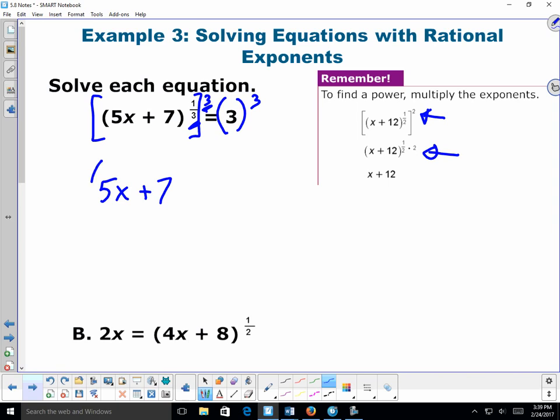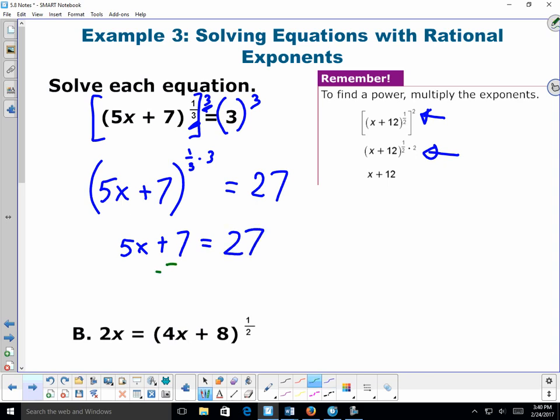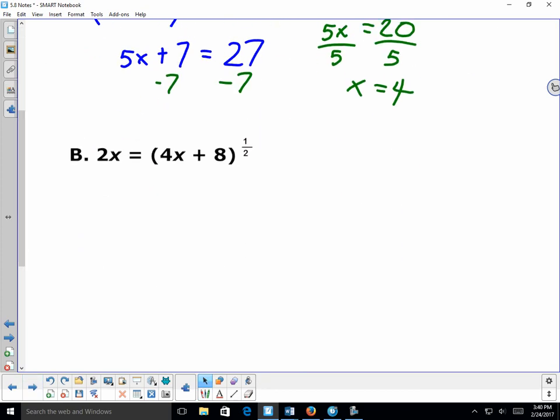So let's try that here. I get 5x plus 7 raised to the 1/3, but we're raising that to the 3rd. That means we want 1/3 times 3, and that's going to be equal to 3 to the 3rd, which I know is 27. So at this point, 1/3 times 3 is just 1, so I get 5x plus 7 to the 1st now is equal to 27. I can subtract 7 from both sides, and I get 5x equals 20, divide both sides by 5, and I get x equals 4.